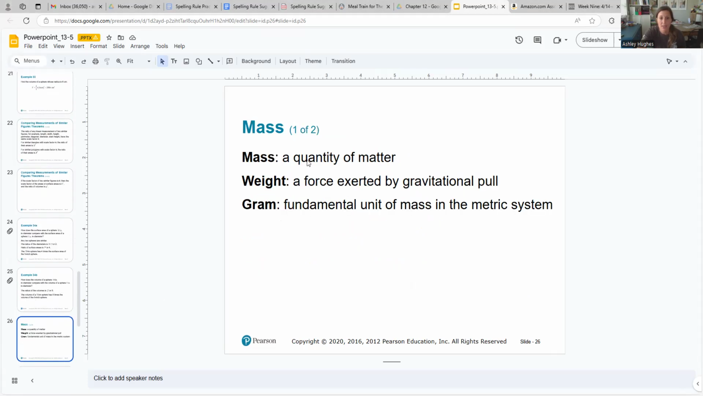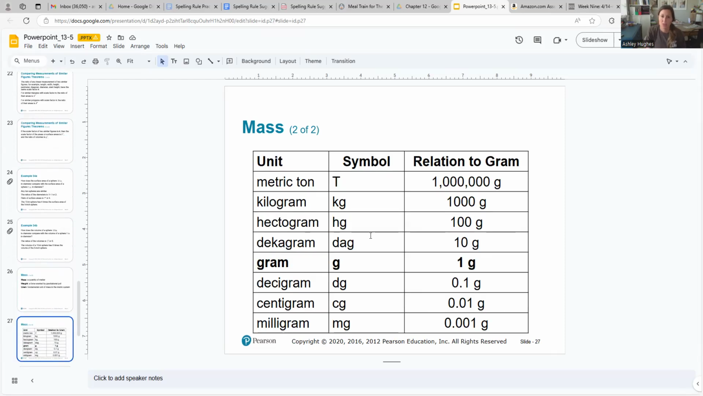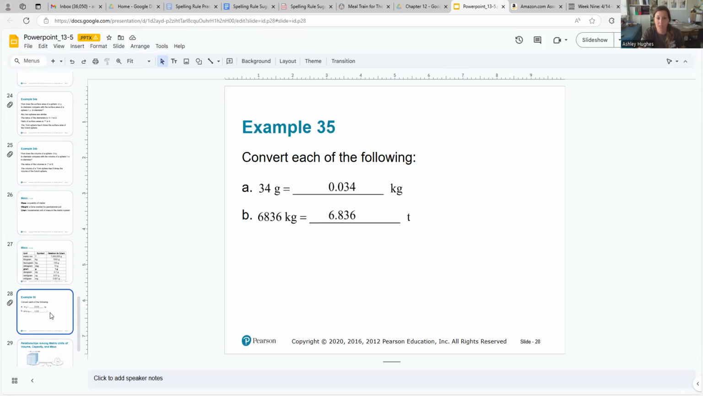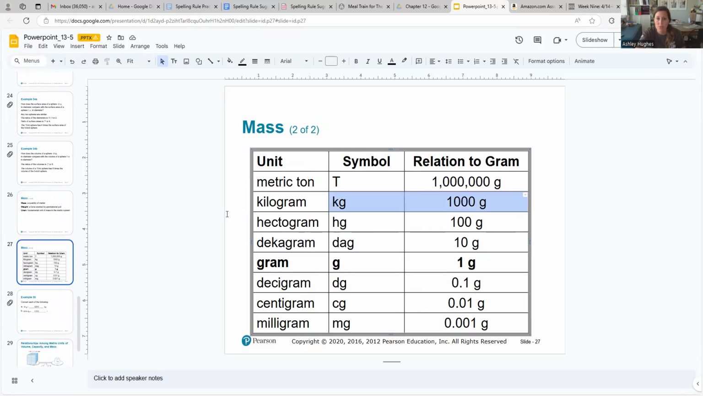Mass, this is the definition, mass is a quantity of matter. So here are some other units to learn: metric ton, kilogram, hectogram, decagram, in relationship to a gram. And if we do unit conversions, it's very similar. 34 grams, well, how many kilograms? It's 1,000 grams in 1 kilogram.